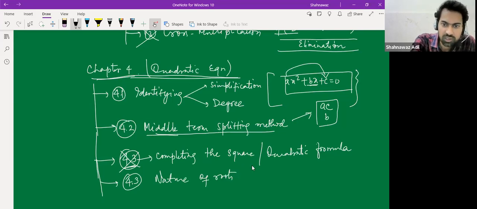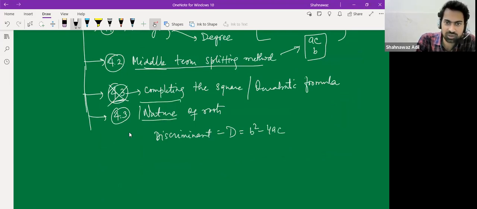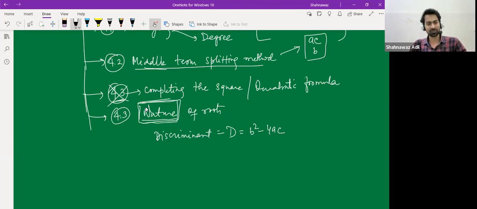Right? So in the nature of roots, what do we find? We find the discriminant, which is D, and which is b square minus 4ac, right? So this tells us about the goodness or the badness of the roots. Yes, sir. So this tells us whether we have a solution of the quadratic equation or not, whether the roots are real or unreal, right?